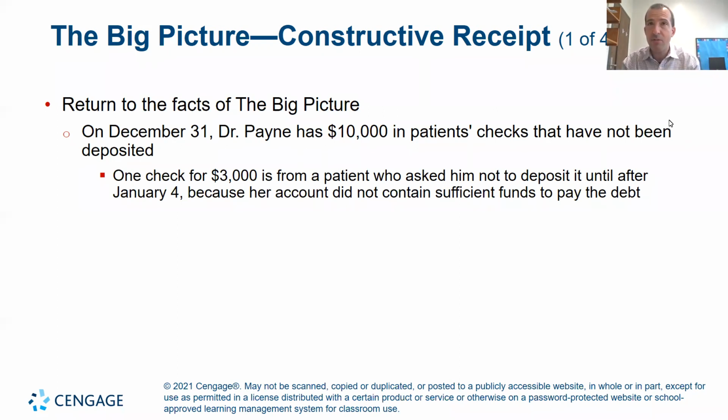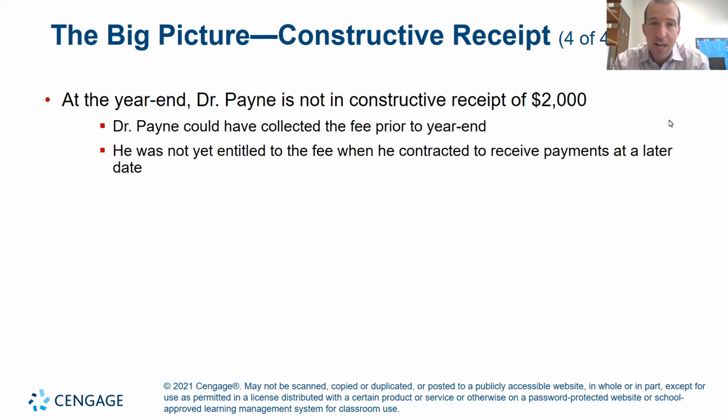So again, back to constructive receipt. If the funds are available and you have them and you can deposit them, that's constructive receipt. That is income in the year. If you don't have access to the funds, like in the example where a check is dated the following year, or if you're not entitled to the funds under a payment plan till the following year, that is not included as income on the cash basis.